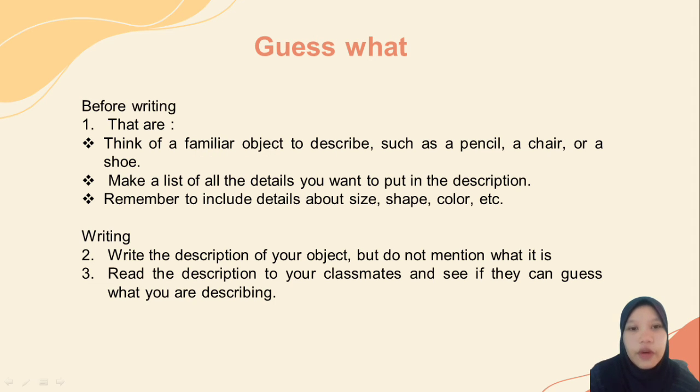Before writing, 1. Think of a familiar object to describe, such as a pencil, a chair, or a shoe. 2. Next, make a list of all the details you want to put in the description. 3. Remember to include details about size, shape, color, etc. In the writing process, 1. Write the description of your object, but do not mention what it is. And 2. Read the description to your classmates and see if they can guess what you are describing.